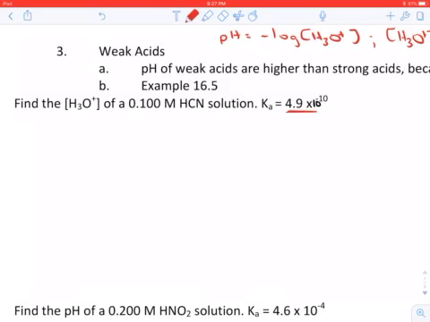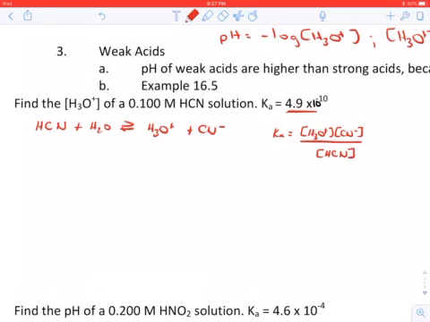Our first step in any of these equilibrium problems is to write a balanced chemical equation. So we're going to take HCN, add water to it, and we're going to get H3O+ and CN-. From here, we want to write our equilibrium constant expression: Ka is equal to our products, in this case H3O+ and CN-, over our concentration of HCN. Remember that we do not want to put water in there because water's concentration does not change.